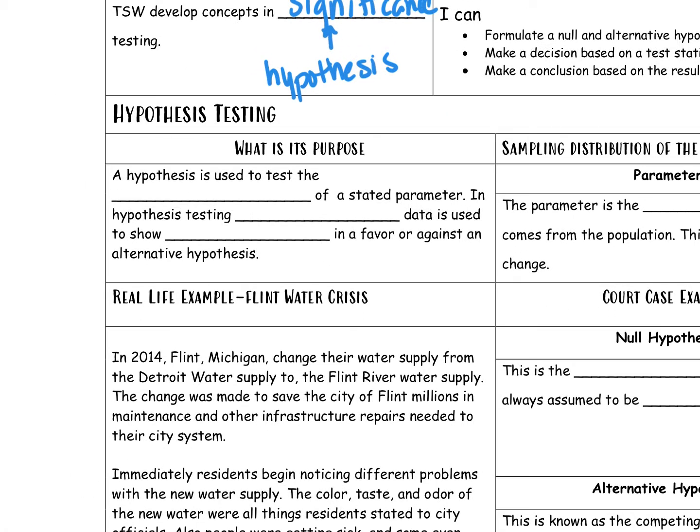And here's how we started. A hypothesis test is used to test the claim of a stated parameter. So we want to test the claim of a stated parameter. And what we do now is we have this stated parameter. So they're going to state something.